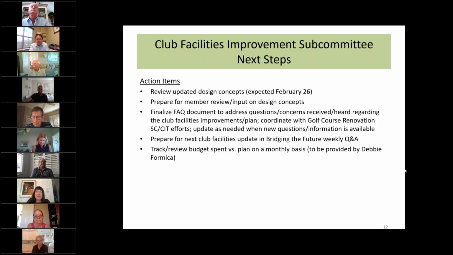Okay. Next steps. As I said, we're going to review the next iteration of the design concepts a week from tomorrow on the 26th. After that, if those are acceptable and are what we think they're going to be, then we'll prepare for member review. Once we have design concepts that we think represent the best use of the space, we will be bringing those forward. We're going to finalize our Q&A document and update it as necessary, because we have had some questions come in and we have added additional questions already to our Q&As.